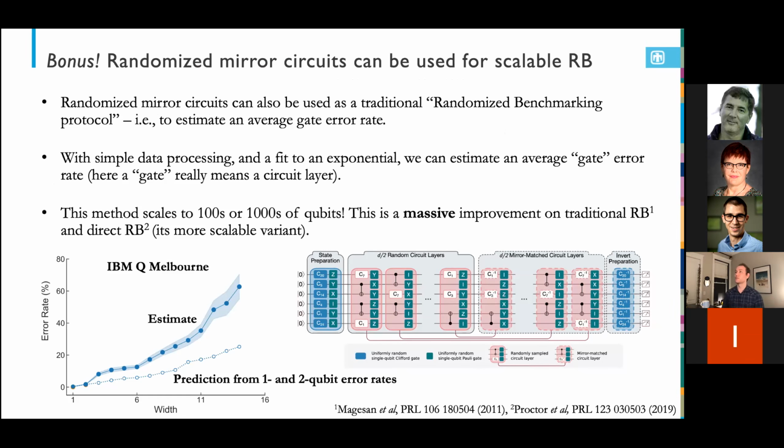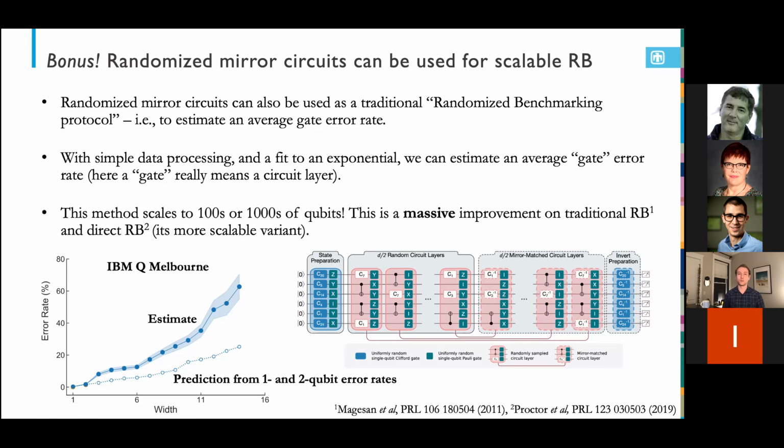So I'm just going to briefly tell you about some additional useful data analysis you can do with randomized mirror circuits. I have said you really shouldn't just be doing randomized benchmarks, but randomized benchmarks do have some nice features, and in particular, they allow you to estimate an average gate error rate or average infidelity. And it turns out randomized mirror circuits can actually be used as one of these traditional RB protocols. There's a large suite of these protocols called randomized benchmarking, and the general idea of them is you want to estimate the average gate error rate or the infidelity. And it turns out randomized mirror circuits is a scalable way to do this.